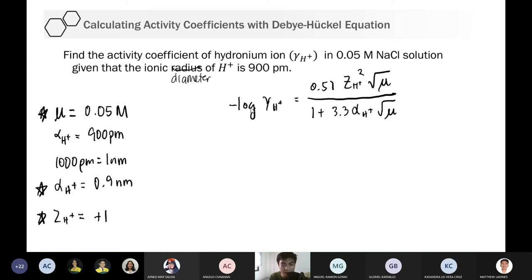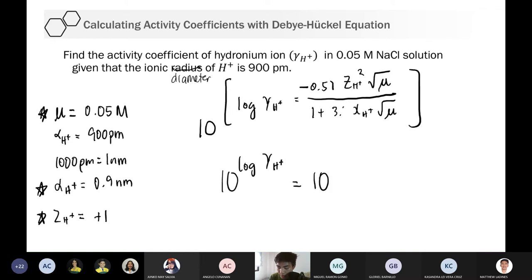So, tanggalin natin yung gamma sa log. Let's do the anti-log. First, you multiply both sides by negative 1 para matanggal yung negative sa harap. So, mapupunta siya sa numerator. Then, you have the log. Gagawin natin itong dalawang equation na to. Gagawin natin siyang exponent ng 10. So, we have 10 raised to log gamma H plus equals 10 raised to negative 0.51 Z H plus squared, square root of mu, divided by 1 plus 3.3 alpha H plus square root of mu.